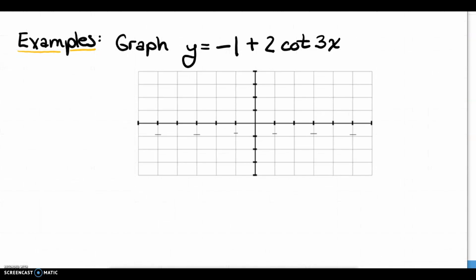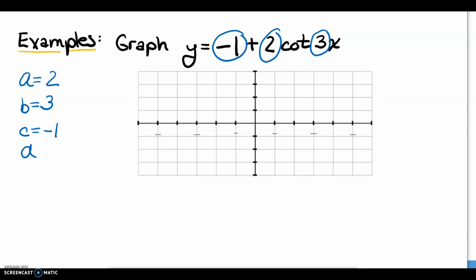So let's walk through one example. We have a, b, c, and d. Let's calculate a, b, c, and d. A is 2, right? A is the number that's in front of our cotangent function. It's a positive 2. B is going to be the number that's in front of our x, which is going to be 3. C is going to be our vertical shift, so that's -1. And D is missing. So we have a phase shift or a horizontal shift of 0.